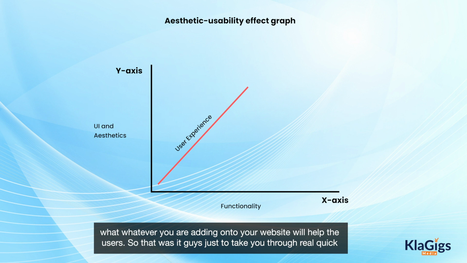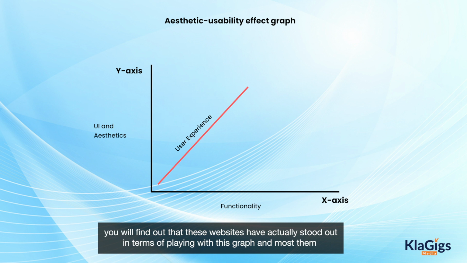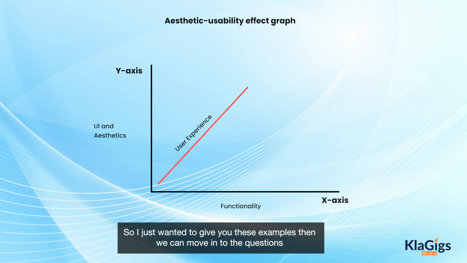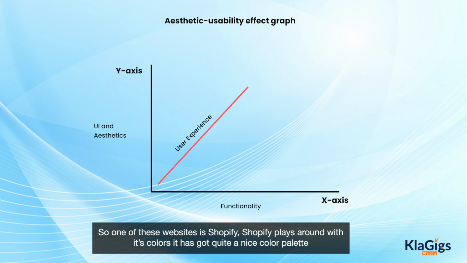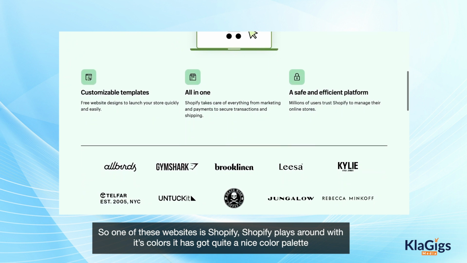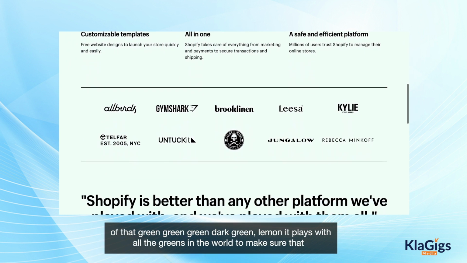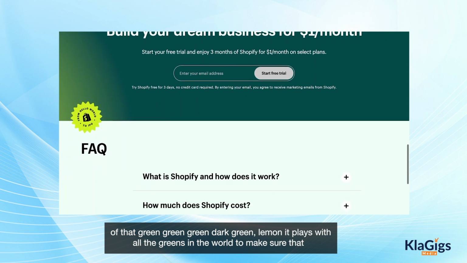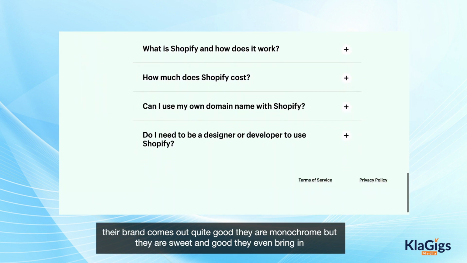Just to take you through real quick, you will find out that these websites have actually stood out in terms of playing with this graph, and most of them, their experience is quite high because they've actually played around with the aesthetics together with the functionality. So I just wanted to give you these examples, then we can move into the questions. One of these examples is Shopify. Shopify plays around with its colors. It has quite an interesting color palette of that green, dark green, lemon. It plays with all the greens in the world to make sure that their brand comes out quite good.